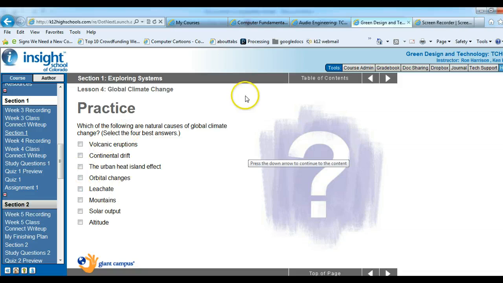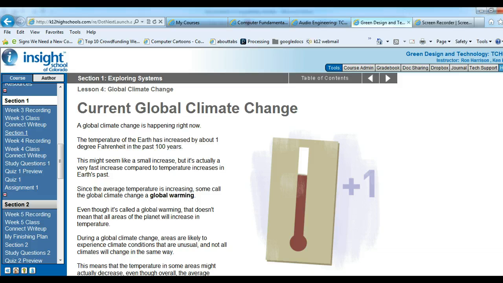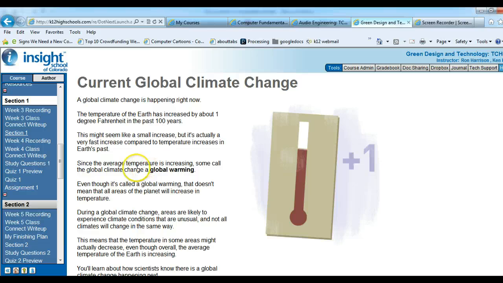So practice. Go through this, see what you've learned. Current global climate change. This is what you're probably more familiar with. The Earth's temperature has increased about 1 degree in the past 100 years. This seems like a small increase, but it's really a fast increase when you think about the past of the Earth. If you think about 1,000 years from now, that could be a 10-degree change. Well, that is tremendous. So that could have a huge impact.